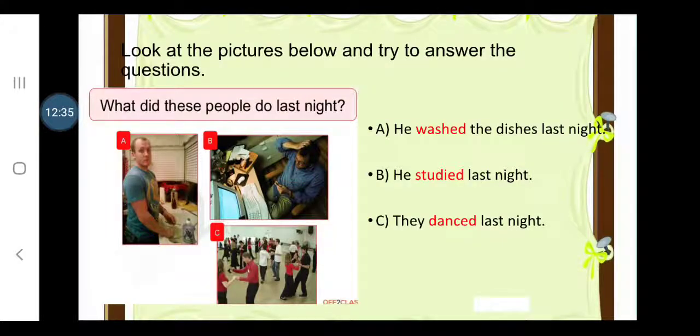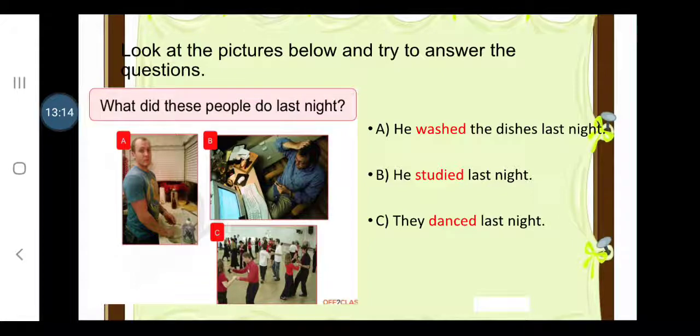Now, look at the pictures below and try to answer the questions. What did these people do last night? Okay, so these people did some things last night. Look at picture A, B, and C. And let's talk about what they did last night, right? Picture A, look at him. He's standing in front of the sink with some sponge and a soap on the side, okay? What did he do? He washed the dishes last night, okay? We will say he washed the dishes last night. Last night, wash, washed, okay?